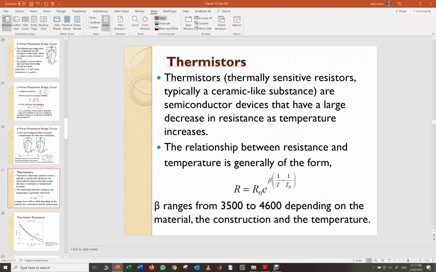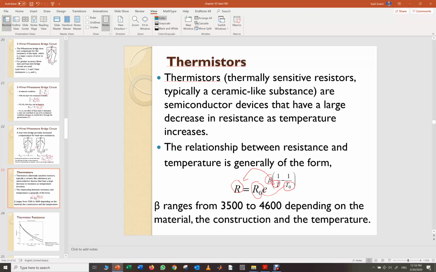Thermistor. A thermistor is a thermally sensitive resistor, typically a ceramic-like substance. So it's based on semiconductor. Thermistors are semiconductor devices that have a large decrease in resistance as temperature increases. The relationship between resistance and temperature is generally of the form R equals R0 e to the power beta times (1 over T minus 1 over T0). R0 is the resistance measured at T0, so they are known. Beta is known. So when we get the resistance, we can get T. They are related together.